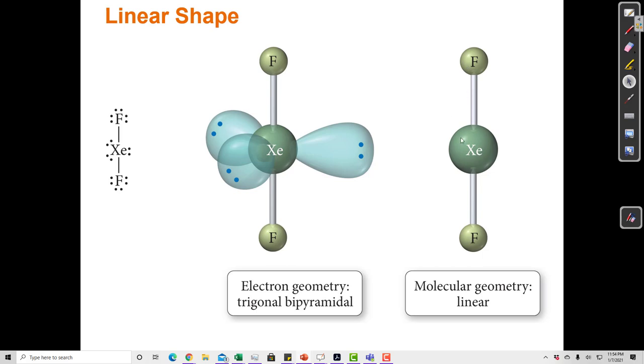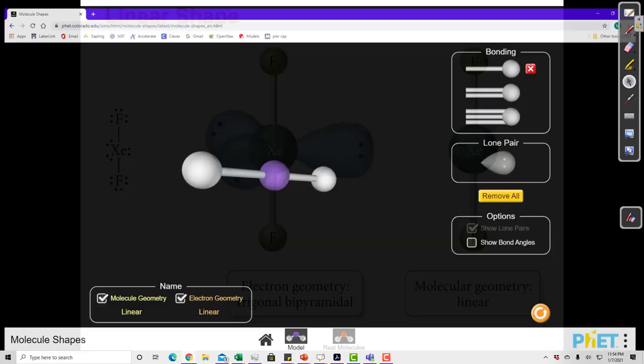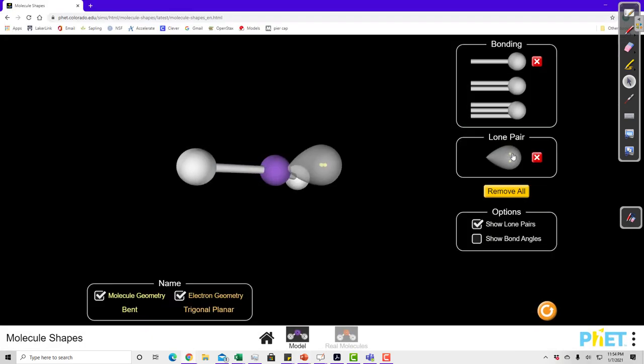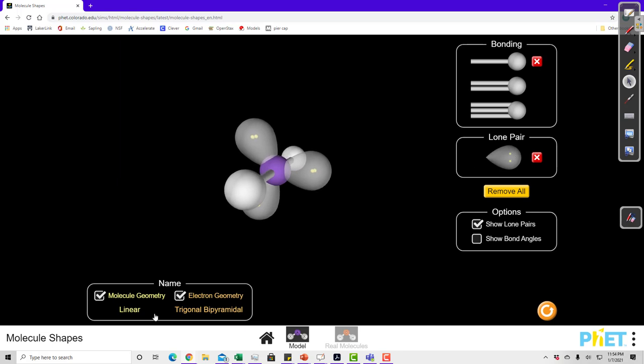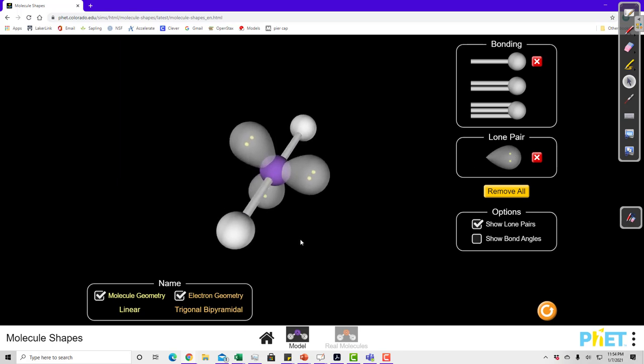What's the shape of this molecule? Because the lone pairs are invisible, if the lone pairs are invisible, then this looks like a line. It's linear. So again, if you go to this simulation, it will tell us the same thing. Trigonal bipyramidal electron geometry, linear molecular geometry.